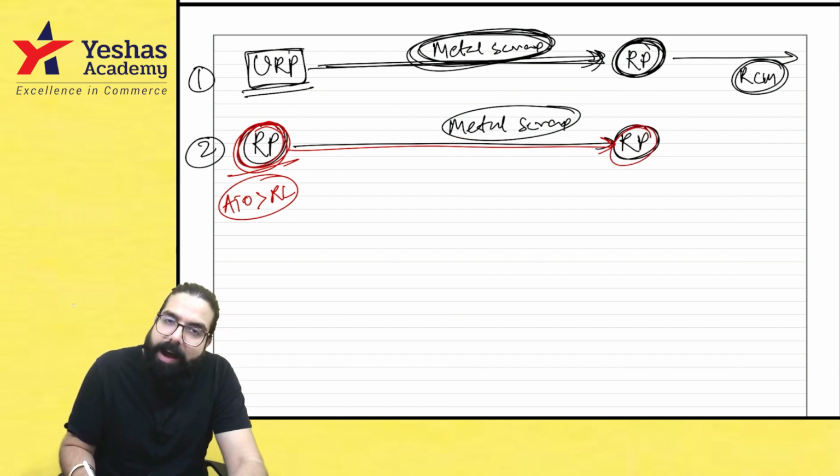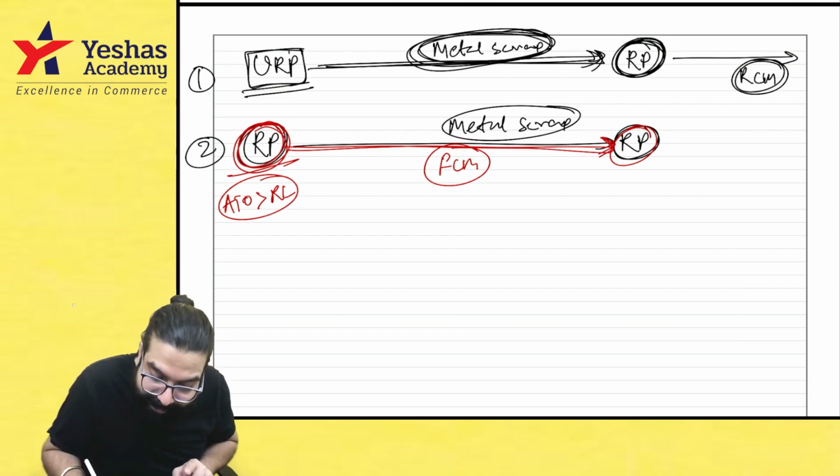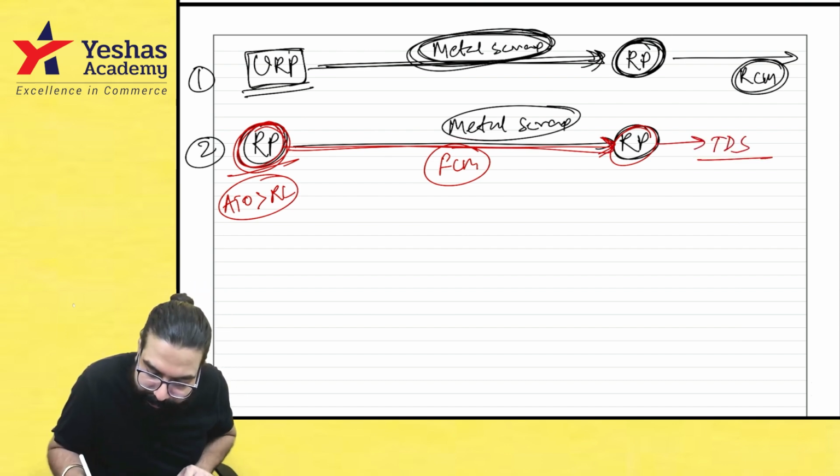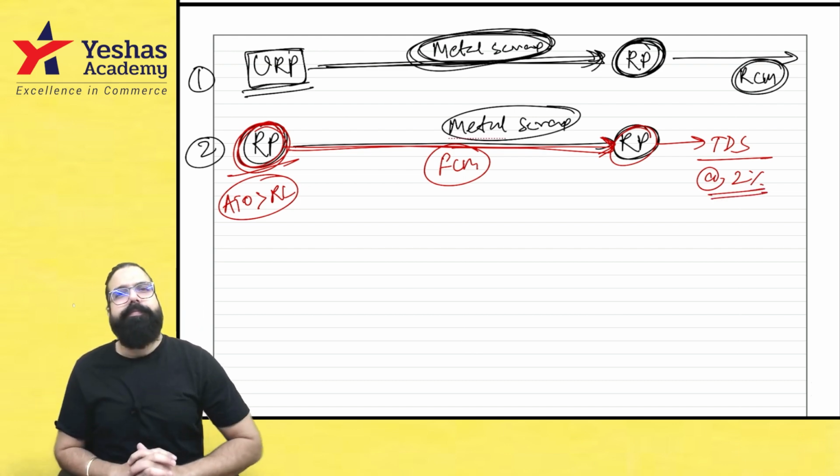Then what will happen? RCM will not come. Then in this scenario, FCM will come. He will go ahead and charge the GST on a forward charge basis. But this person has to deduct TDS at the rate of 2%: 1% CGST and 1% SGST. People, are we clear with this point?